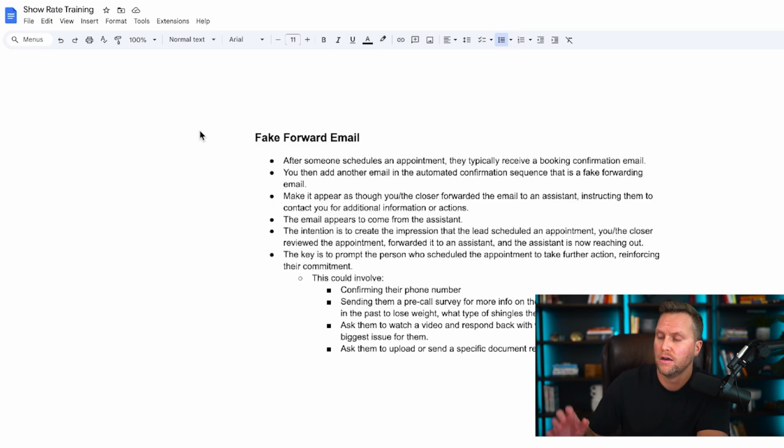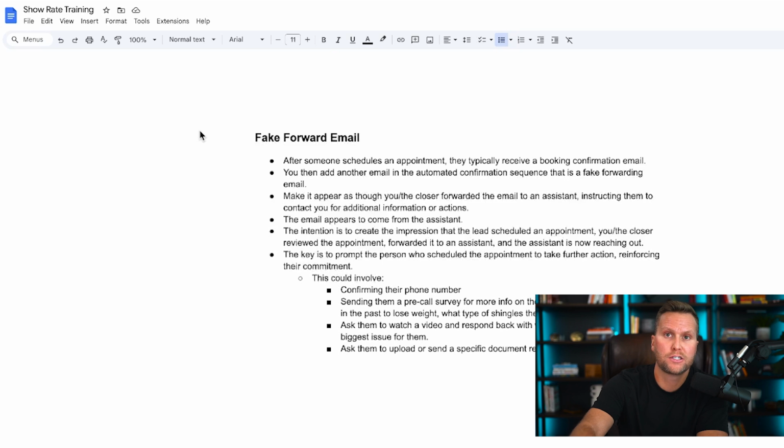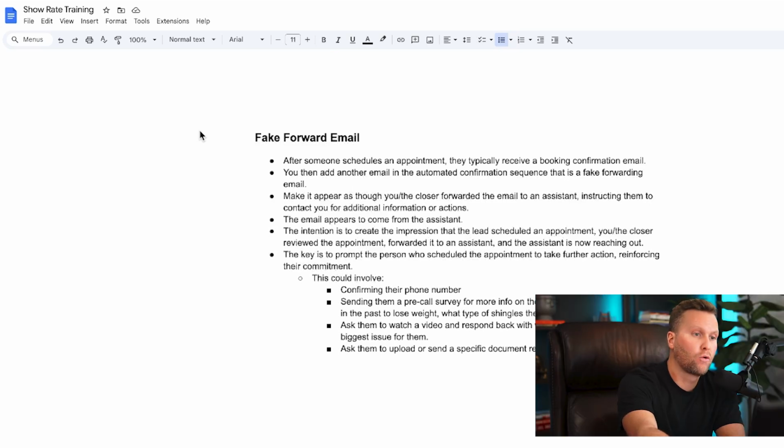Like, hey, if you can, just give me your X, Y, and Z medical records and then upload that. Or if it's solar, you say, hey, upload the last 3 electrical bills, things of that nature, right? So you can create a fake forward email, send that to them, and then now you're reinforcing their commitment in a different way than anybody else is doing.